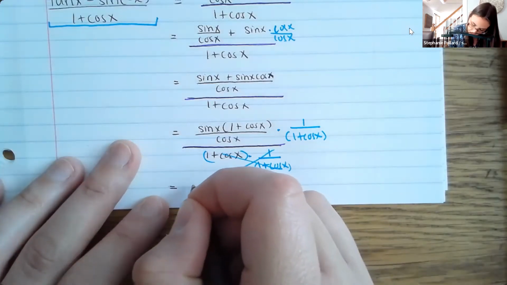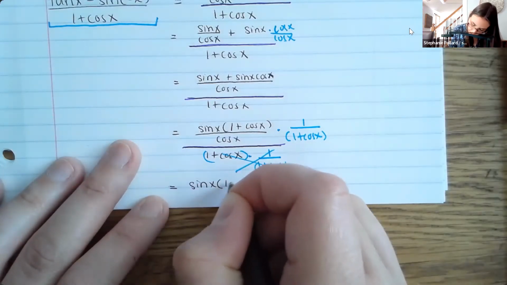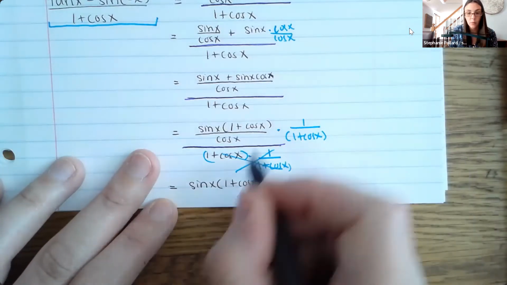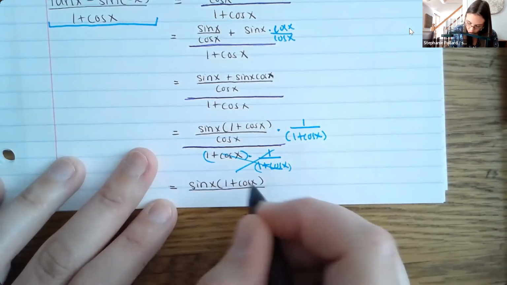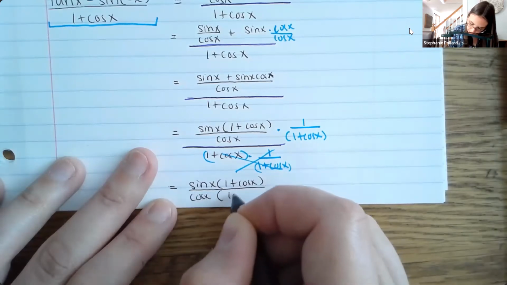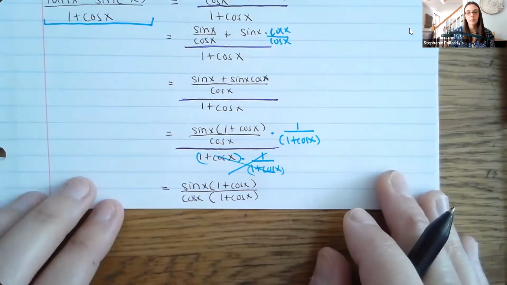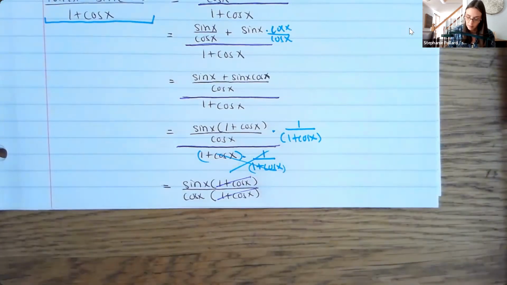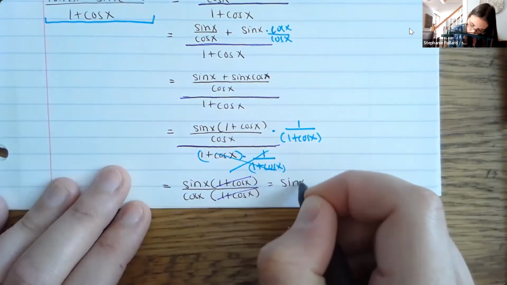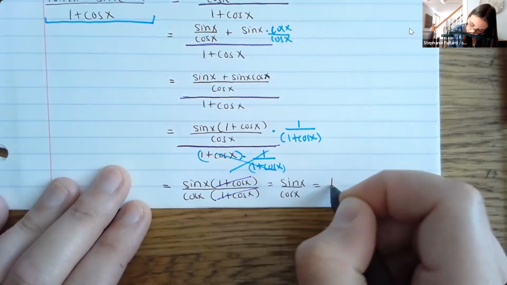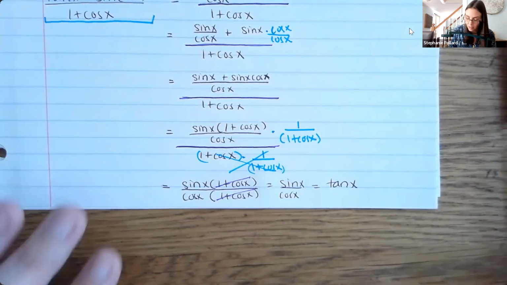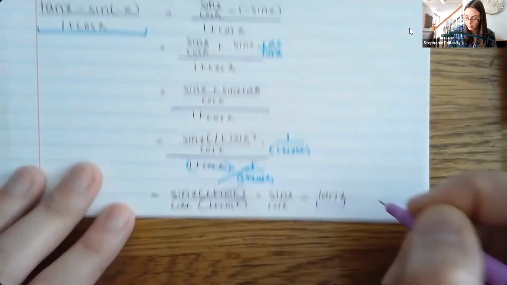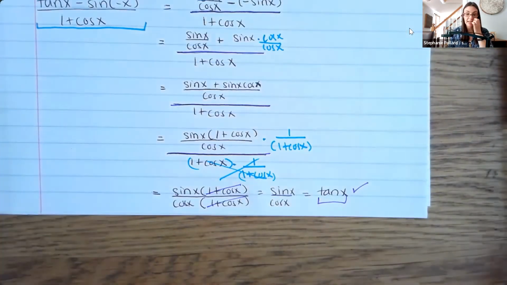So I have sine x times 1 plus cosine x times 1. So that doesn't change anything in the numerator. And then over cosine x times 1 plus cosine x. Now, hopefully you're noticing that those two cosine x's will cancel. And I'm left with just sine x over cosine x, but that is just tangent. So we actually did get to what we were trying to do here, and we were able to verify the identity.